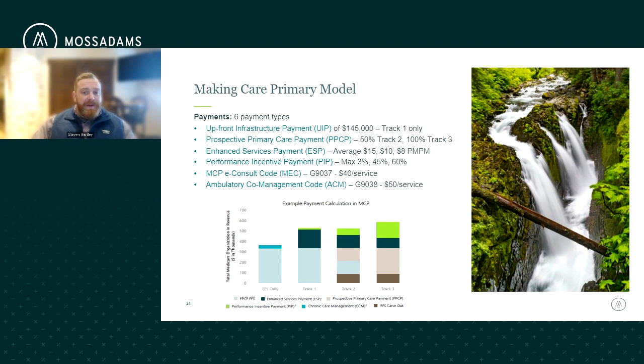The performance incentive payment is an upside-only payment based on performance of the required quality measures and is a maximum of 3% in track 1, up to 60% in track 3. So although the ESPs decrease across tracks, the PIPs increase quite substantially in tracks 2 and 3. There's also an e-consult code and co-management code, which help improve access to specialty care and are designed to encourage collaboration with other providers. You can see the graph here. This is a sample payment from Medicare showing the different revenue sources from the model. And you can see in track 3, the performance incentives really provide quite a substantial increase in revenue.